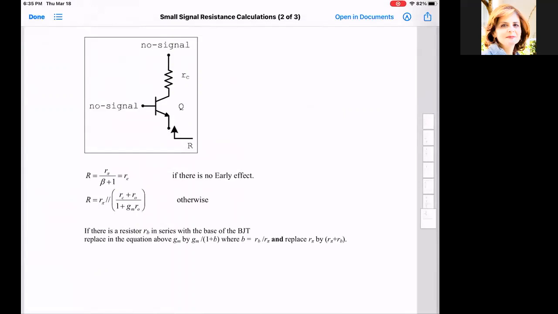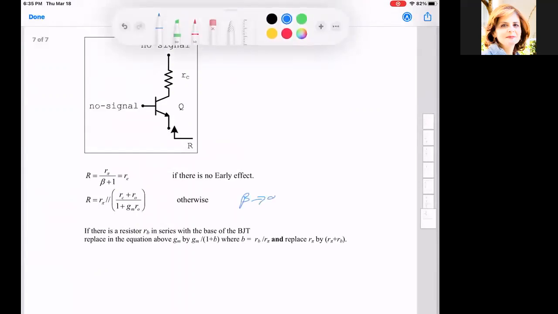Now this gave me that beta is very large, right? So if beta tends to infinity, then in this scenario, let me just double check, very large beta, R pi tends to infinity and drops out, so it will be RC plus RO over 1 plus GM RO. Okay, so it will be RC plus RO over 1 plus GM RO.